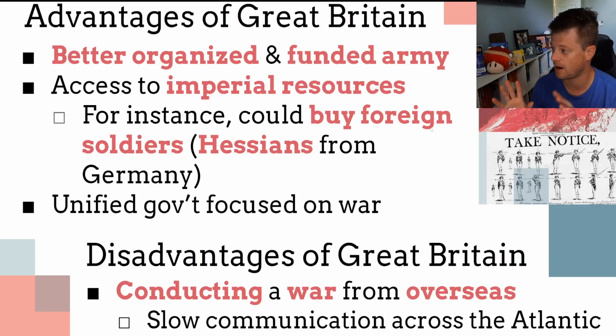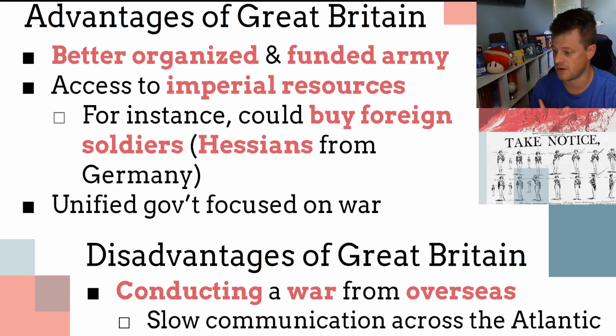So high level, again, we're not going to focus on every event that happens here in the American Revolution. We simply just don't have time. Let's talk about some of the high level advantages and disadvantages for each side. So for Great Britain, they are way better organized, way better funded, even though they're in debt. You can always borrow more money, right? They can buy foreign soldiers from places like Germany. If you've heard of the Hessians before, that's who that is. And Britain, broadly speaking, has a much more united government and different kind of perspective on seeing the war through.